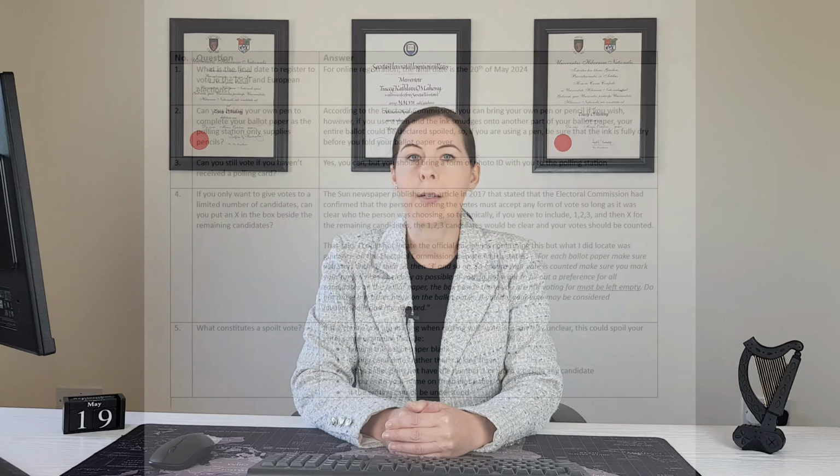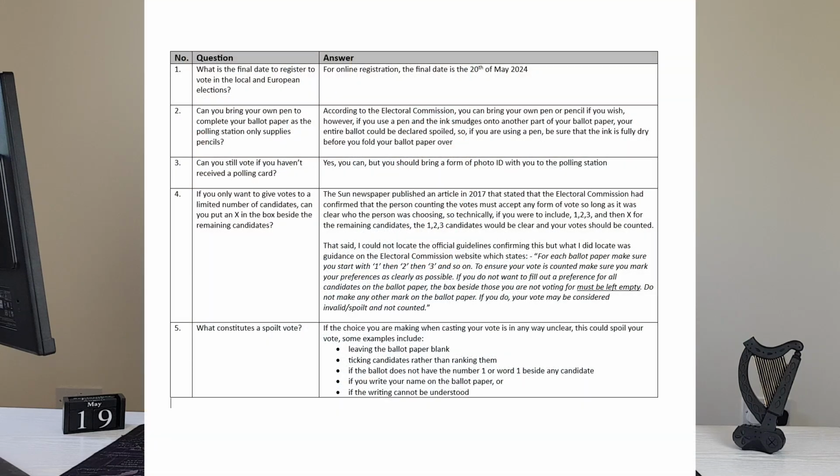Now, to finish off this video, I just want to address a few other questions that people have asked. So 1. What is the final date to register your vote in the local and European elections? So for online registrations, the final date is the 20th of May 2024. 2. Can you bring your own pen to complete your ballot paper, as the polling station only supplies pencils? According to the Electoral Commission website, you can bring your own pen or pencil if you wish.